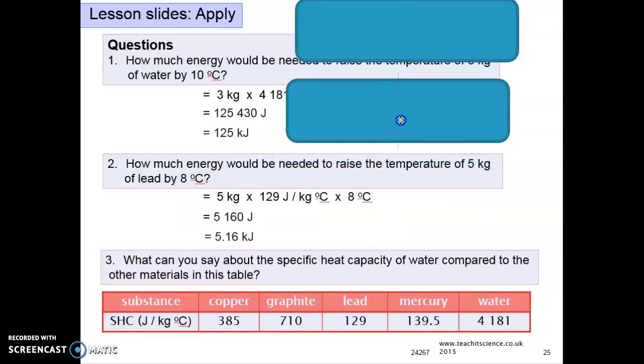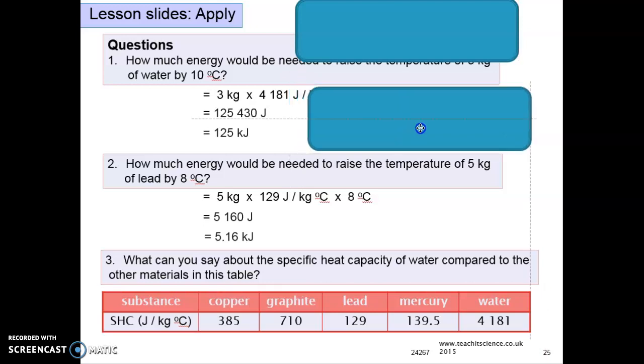Okay. Here, same equation. Okay. 5,106 joules. Again, no need to convert. Third question, what can you say about the specific heat capacity of water compared to other materials?